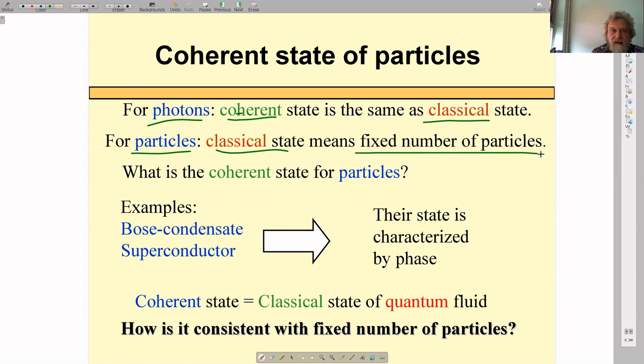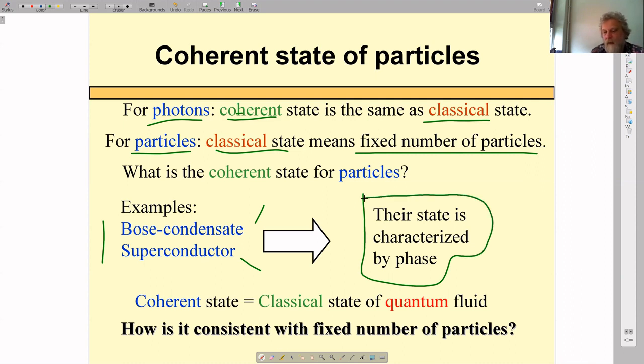In fact, we have already seen some when we talked about superphenomena, about bosonic condensates of bosons, about superconductivity in fermionic systems. The states of the condensates and superconductors are macroscopic states characterized by a phase, the superconducting phase or condensate phase. This is incompatible with a fixed number of particles, so it looks like a coherent state: a superposition of states with different numbers of particles.